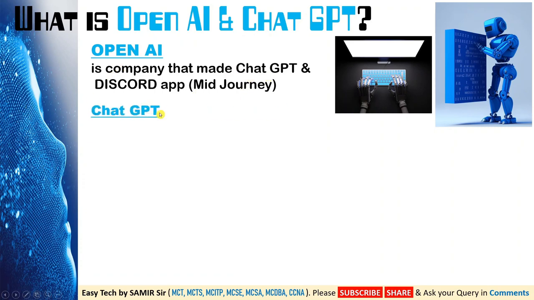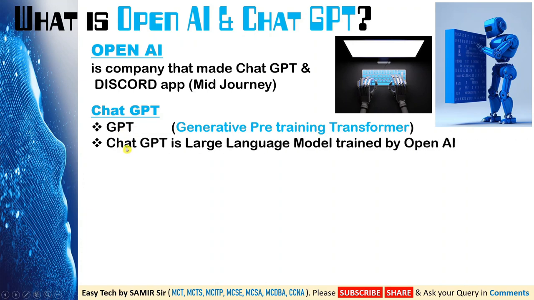Now, what is ChatGPT? GPT stands for Generative Pre-trained Transformer. But we don't want to remember a very long name like this, so in this short video we will be referring to it as GPT only. Now, ChatGPT is a large language model. It is trained by OpenAI. OpenAI is a company. They have developed the ChatGPT application.